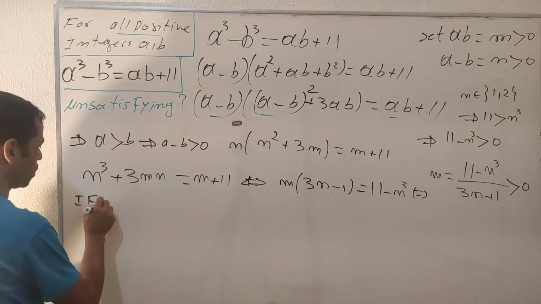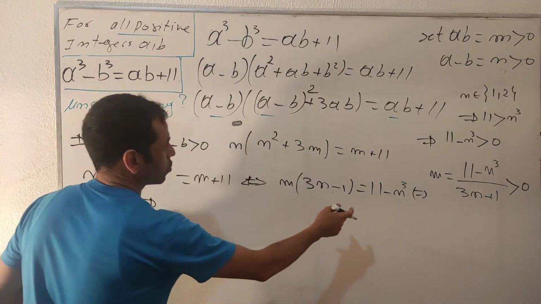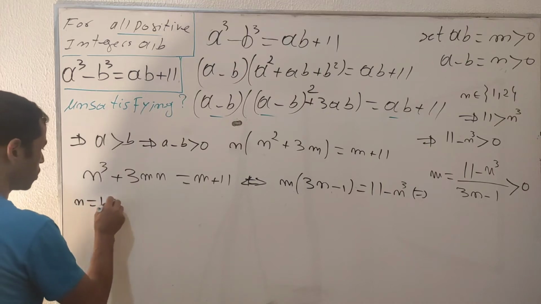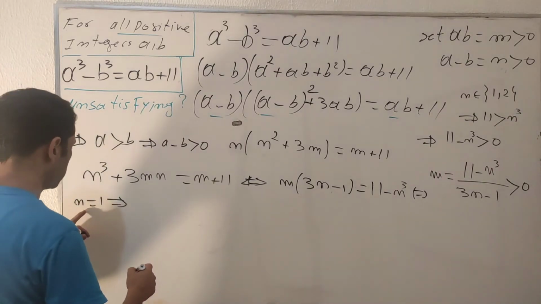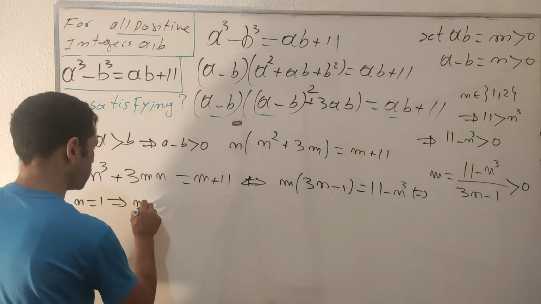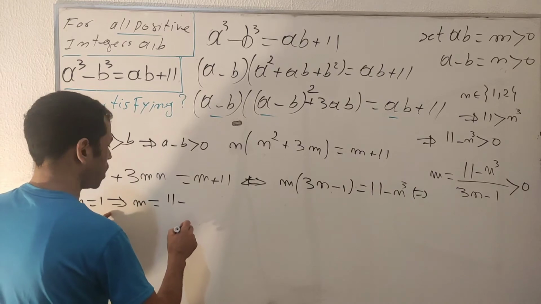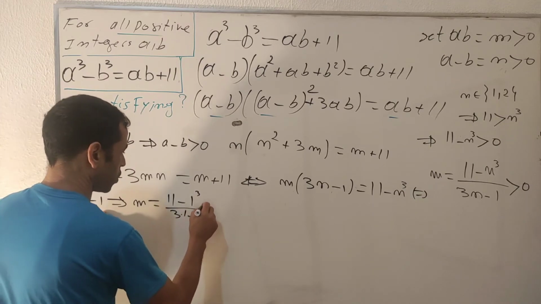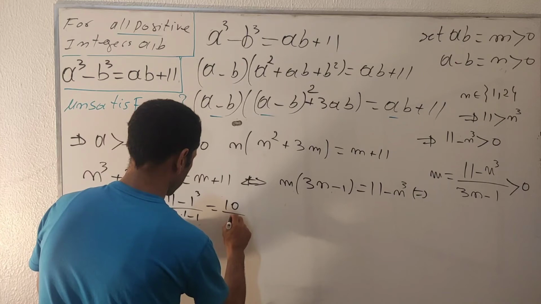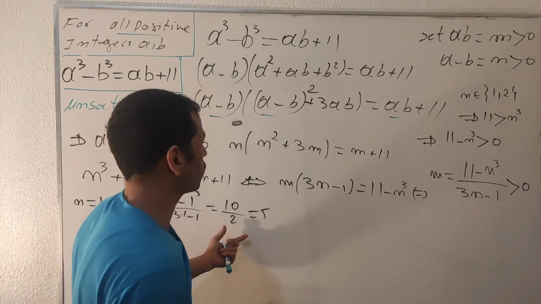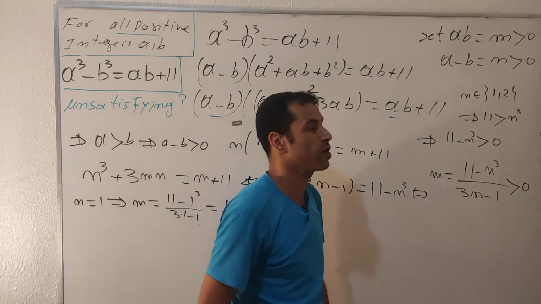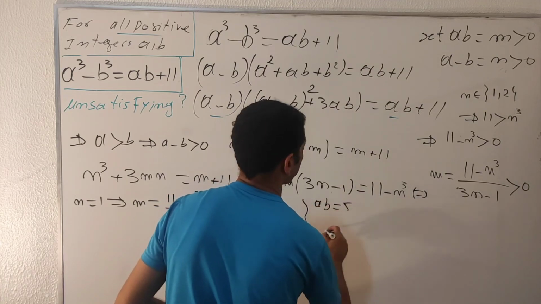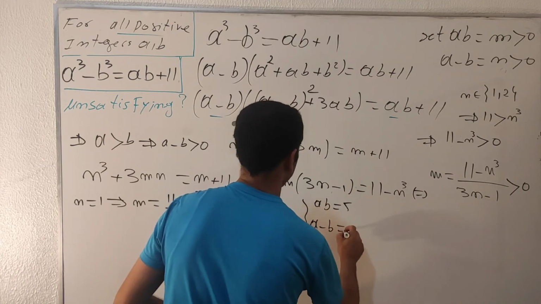If n equals 1, going back to this expression, replacing n, I get m equals (11 minus n cubed) divided by 3 times n minus 1, with n replaced by number 1. This one is given as 10 over 2, which is 5. Taking these found facts and inserting them in the above equations to find a and b, I have the system of equations. The product ab equals m, which is number 5. The second one, I get the difference a minus b equals number 1.